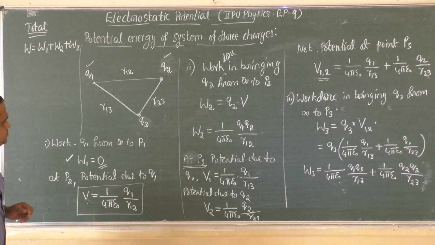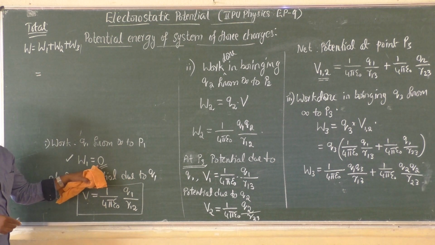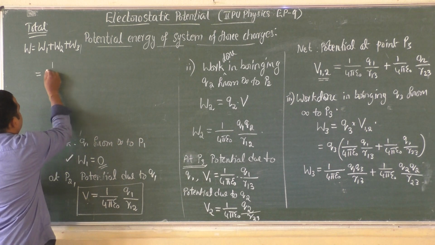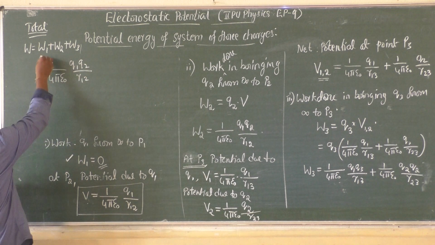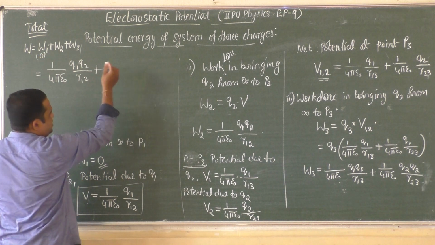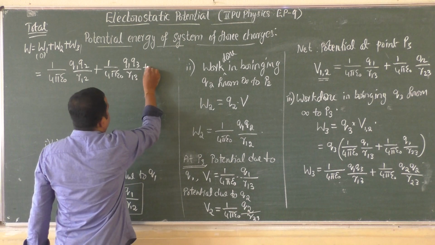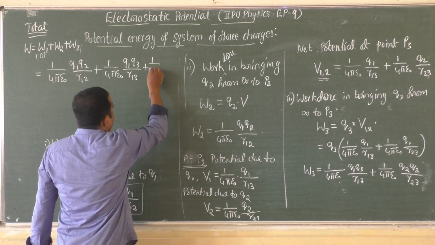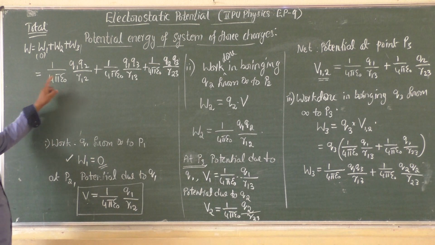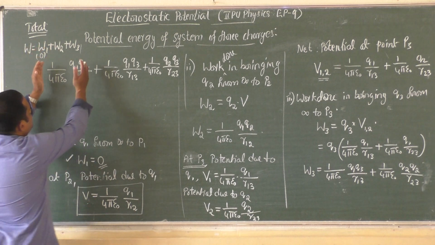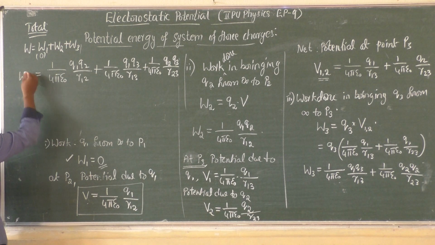So that is equal to, W1 is 0, no need to write here. W2 is 1 by 4 pi epsilon naught Q1 Q2 divided by R12, plus W3, which is 1 by 4 pi epsilon naught Q1 into Q3 divided by R13 plus 1 over 4 pi epsilon naught Q2 into Q3 divided by R23. So W1 plus W2 plus W3 is equal to this much, out of which W1 is equal to 0. This part represents W2, this part represents W3. So therefore, the total work done is W equal to this much.